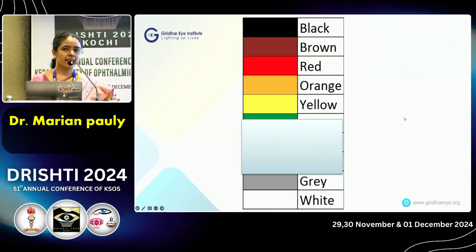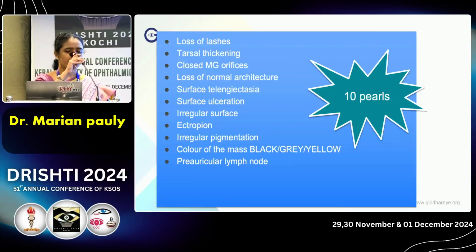In my practice, I look at the color. So that is categorized into red lesions, yellow lesions, black lesions, white or gray-white lesions. So this is my color coding for the lid lesion.